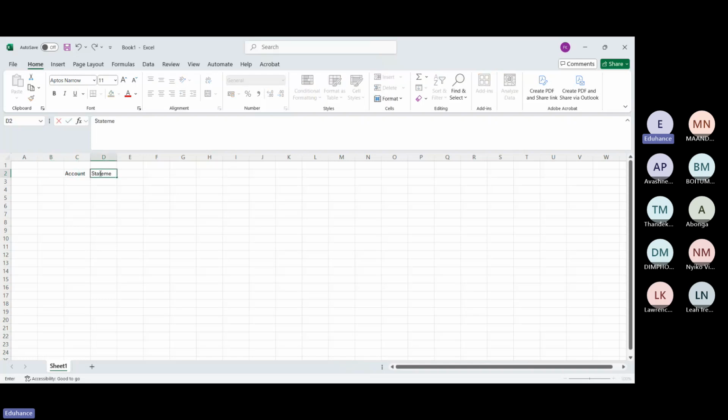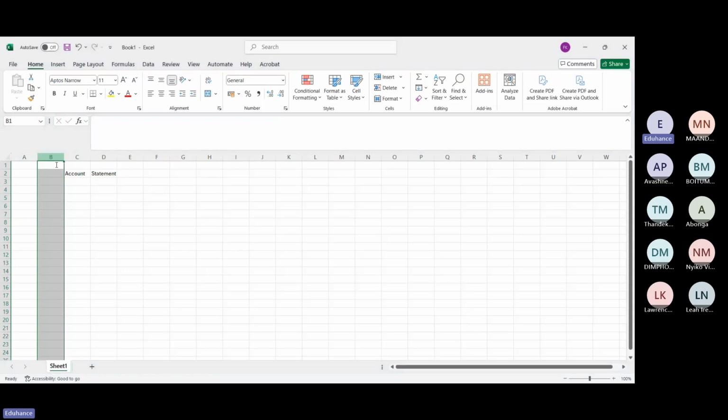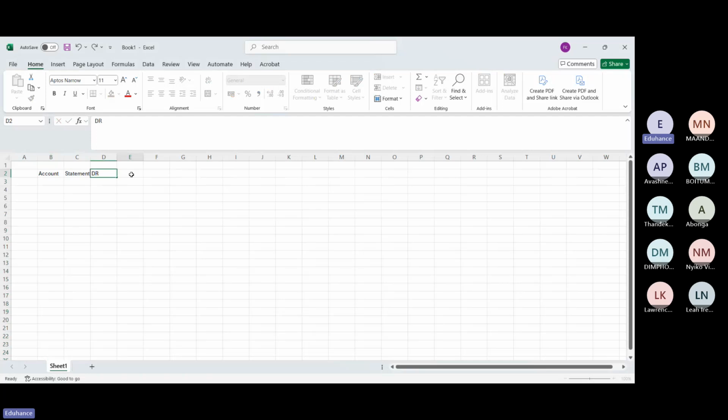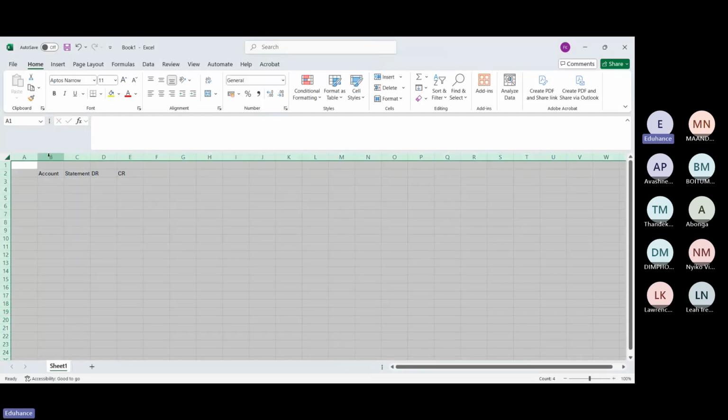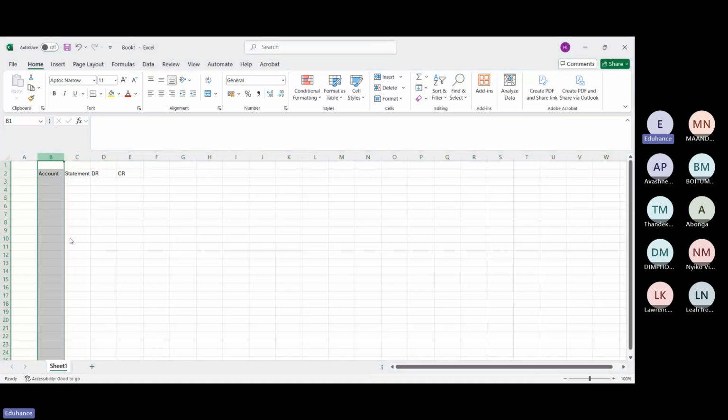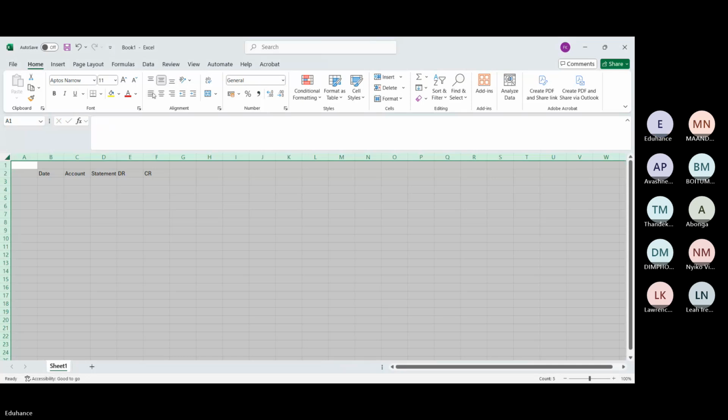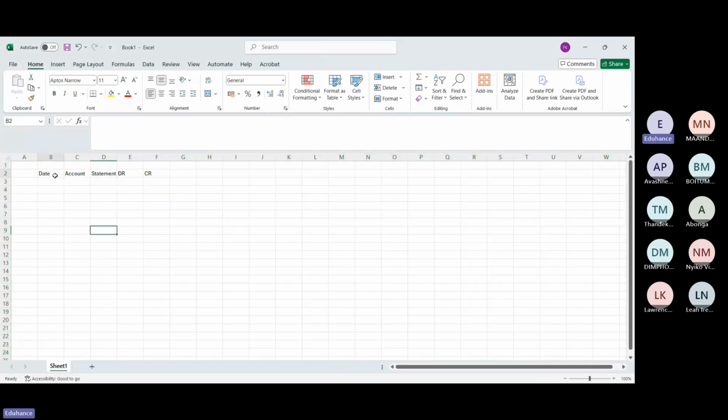Account statement. We don't need the first column, but I'm just going to do it. We don't need the date. They didn't tell us, but I'm just going to put in the date. So all of it is going to be on 30 September 2019.